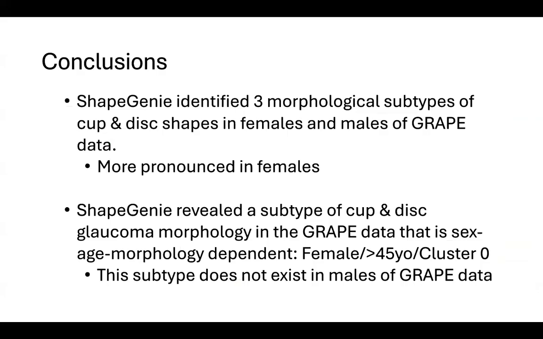In conclusion, this study of the GRAPE dataset showed that our ShapeGenie software found 3 different morphological subtypes of cup and disc patterns in both females and males. However, the data shows that there was a more pronounced effect of this in females. Furthermore, within females, ShapeGenie found a specific type of cup and disc morphology in glaucoma patients that occurs due to sex and age, these specifically being females above the age of 45. It's important to note that this subtype was specific to females only and not males in the GRAPE data.